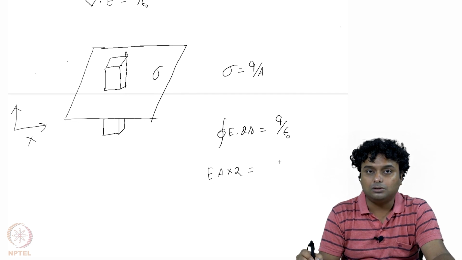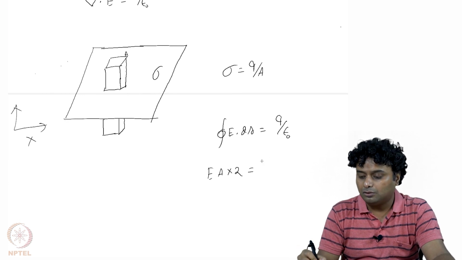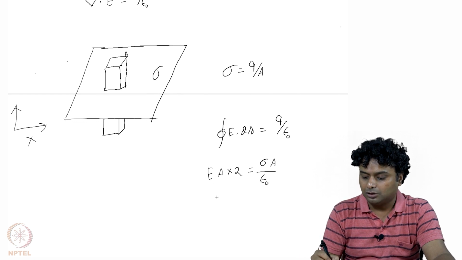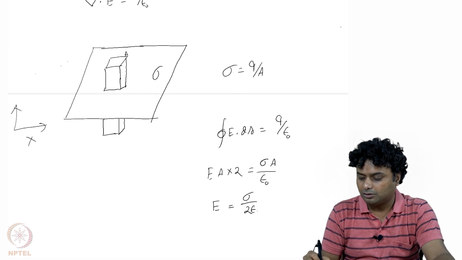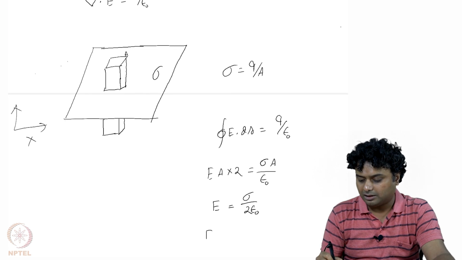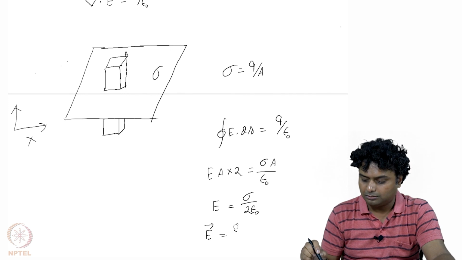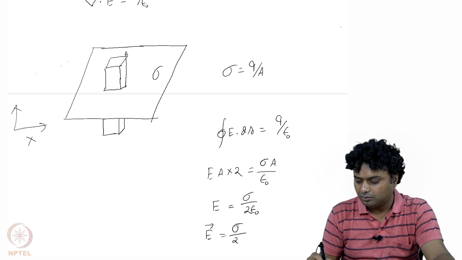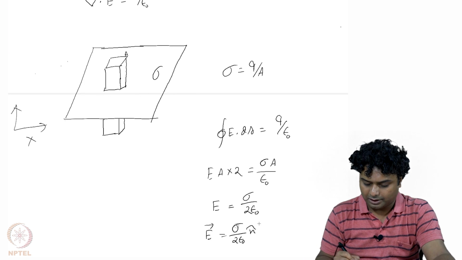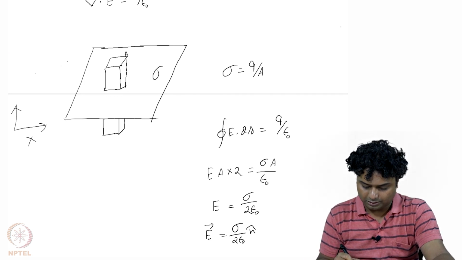Now what is Q? Q is equal to the charge enclosed by this pillbox, and this pillbox has an area of A. So Q is equal to sigma into A, because sigma is my charge density, so into area is my total charge, by epsilon naught. So E I can write as sigma by 2 epsilon naught, and if we add the vector sign, then E vector is equal to sigma by 2 epsilon naught n cap, where n cap is the surface normal vector.